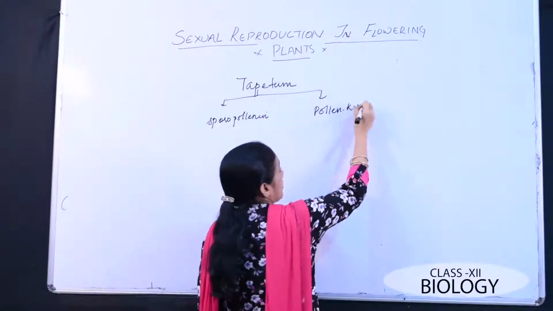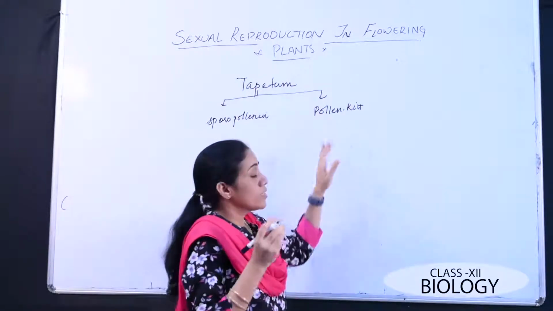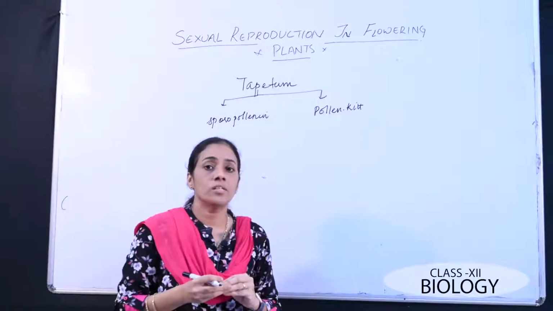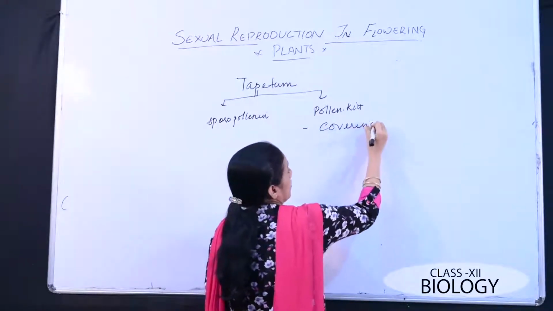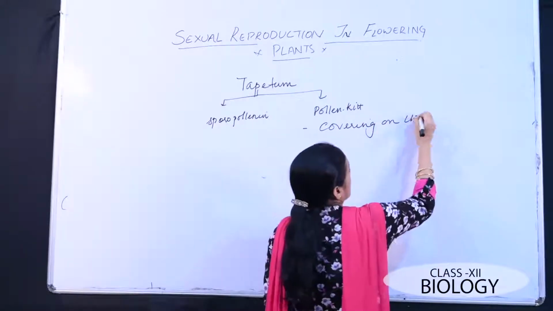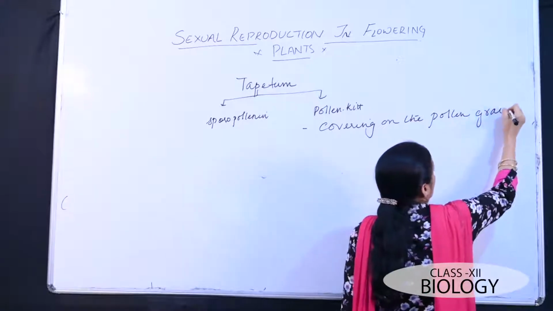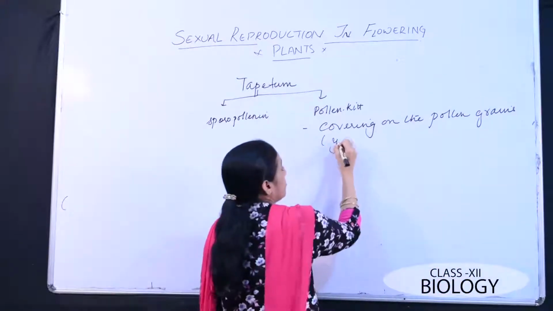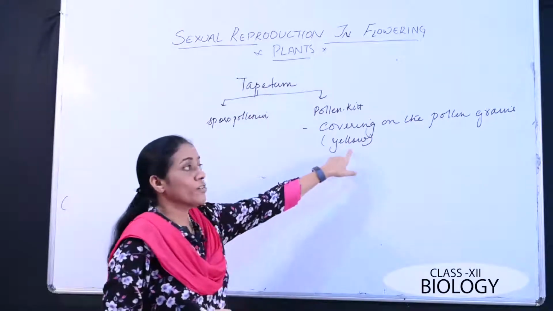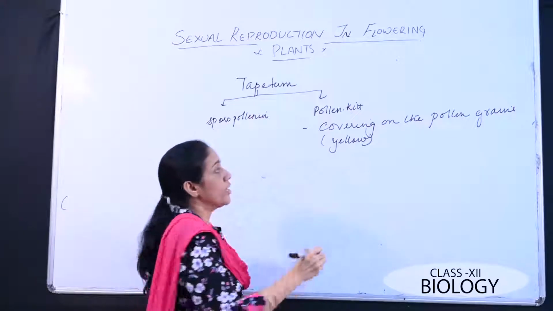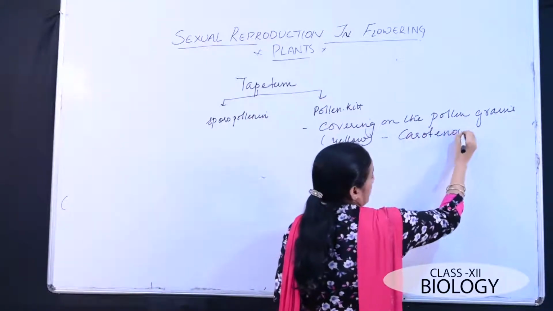Now what is this pollen kit? The pollen kit is a covering which is seen on the pollen grains, and this covering provides a yellow color to the pollen. The yellowish color imparted to the pollen grains is mainly due to the pigment called carotenoids.